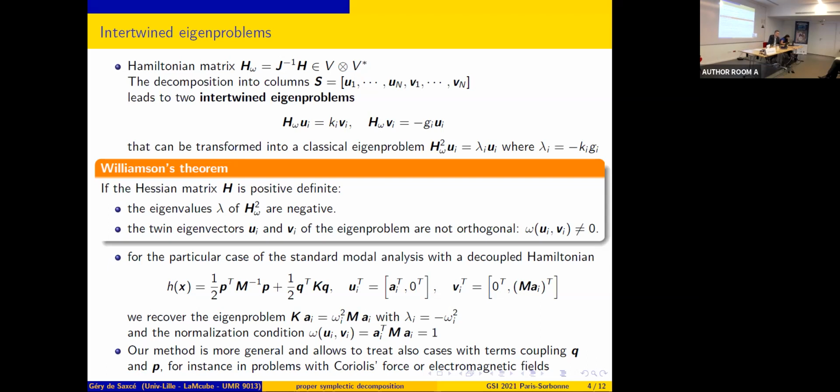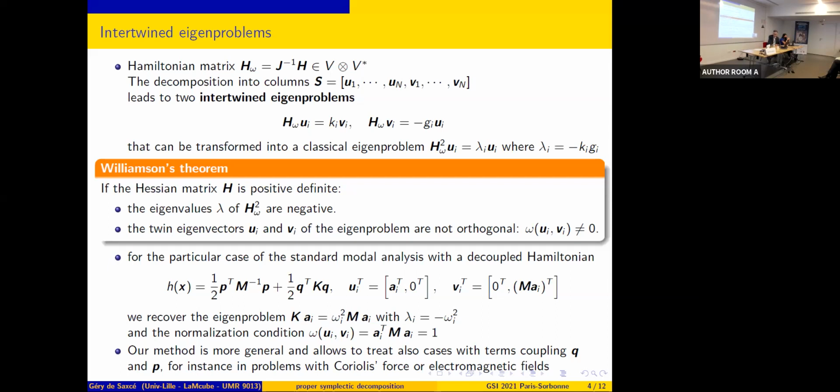In most of the cases, the structure is well supported, so the Hessian matrix is positive definite, and it can be proved by simple algebra that the eigenvalues are negative. Also, the eigenvectors U and V corresponding to the same eigenvalues, that I call twin eigenvectors, are not orthogonal with respect to the symplectic form.